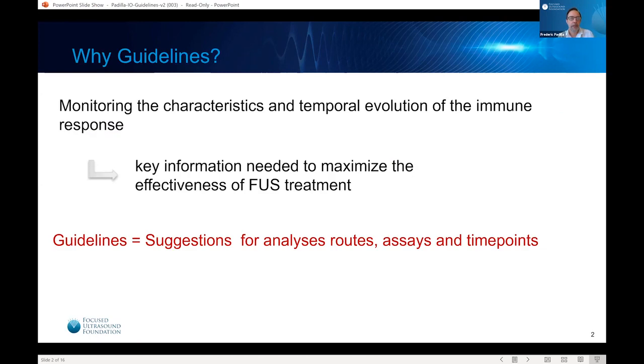So the idea really is to propose some suggestions for analysis routes, for assays, for time points, in order to gather information on the temporal evolution of the immune response following focused ultrasound. And to try to really gather information needed to maximize the effectiveness of the treatments.